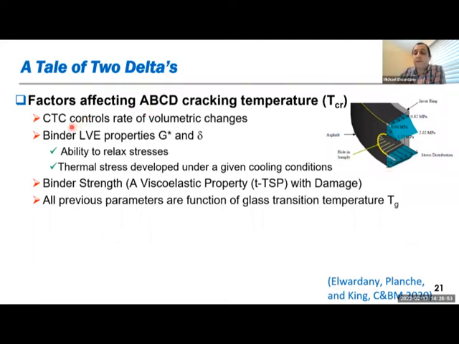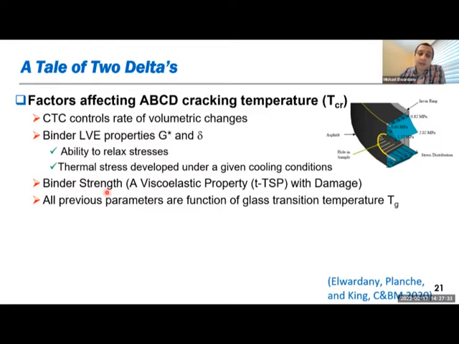So the strain rate or the displacement rate is actually a function of the coefficient of thermal contraction of the binder. That's very important to capture in the specification: how much the binder is going to contract at low temperature or under a given thermal history. And then linear viscoelastic properties are important. We're not saying those are not important. Those are very important, G star and phase angle, because they define the relaxation ability, and also the thermal stresses developed under a given thermal history.